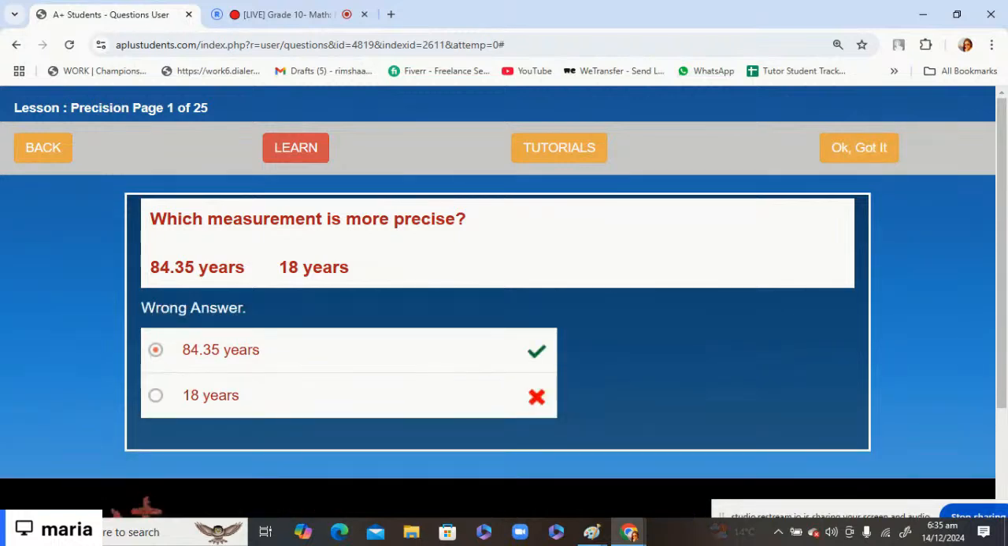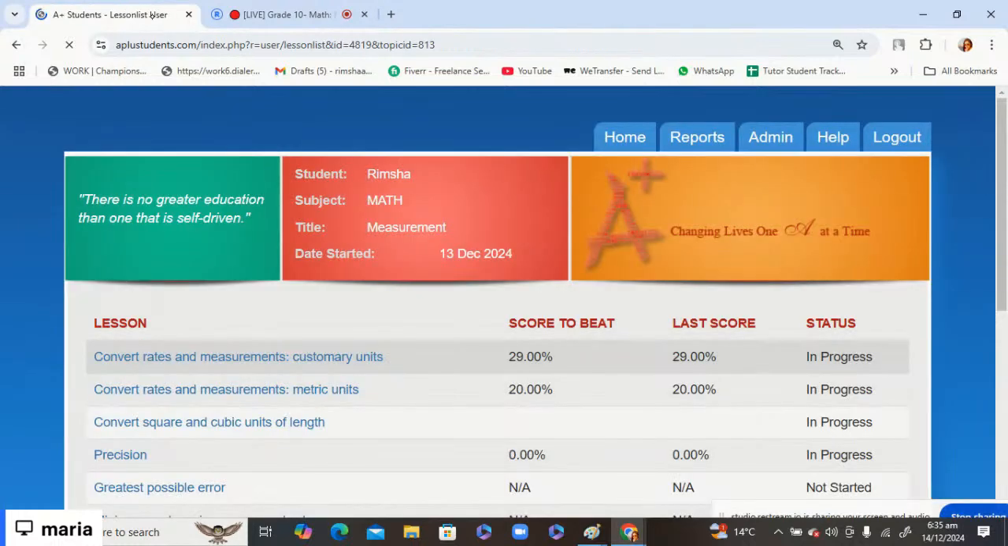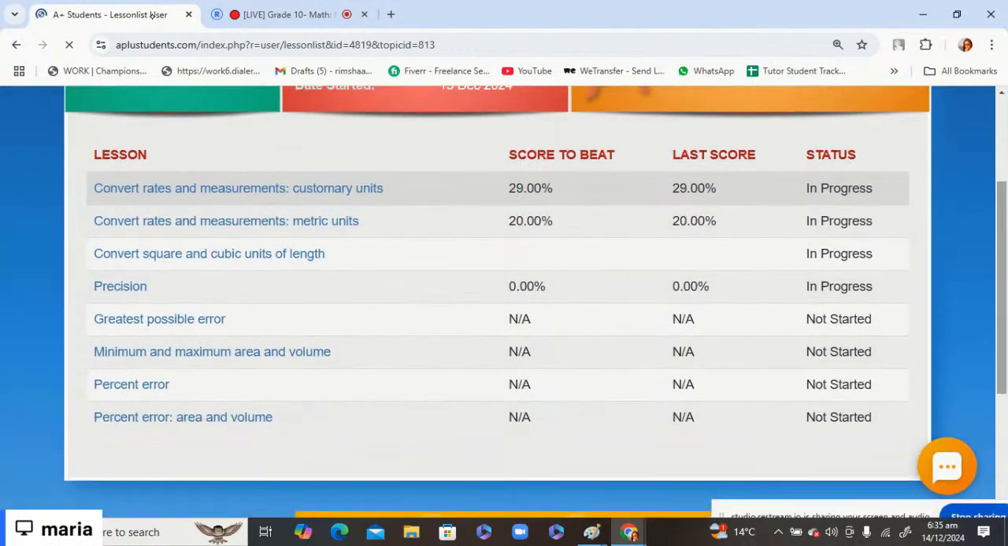Okay, so let's continue with this. Hold on. Most of the questions sometimes. Let me just open the test questions. Hold on.